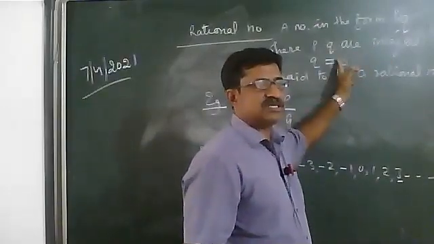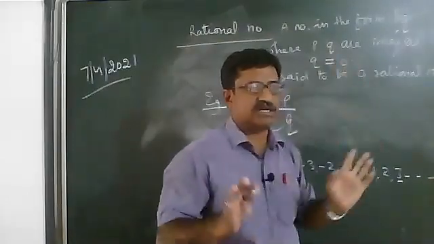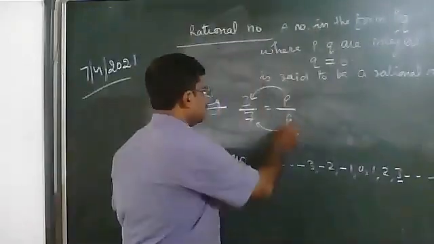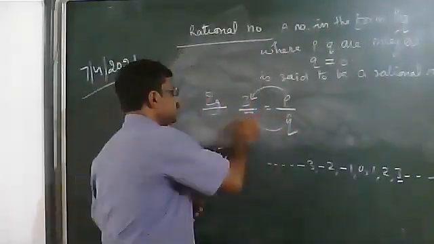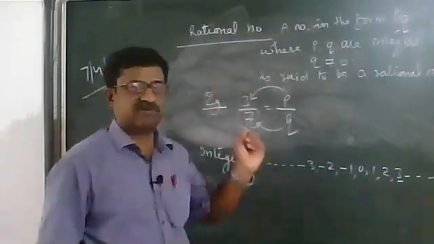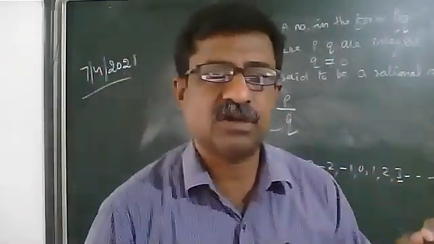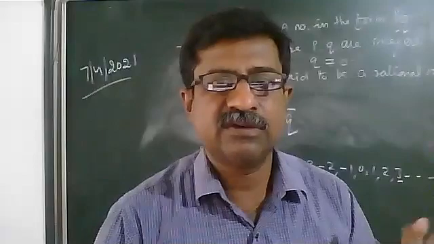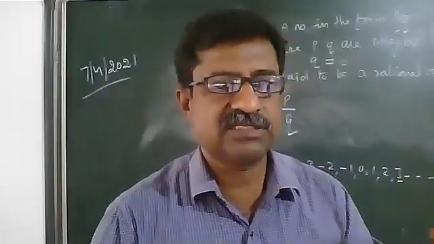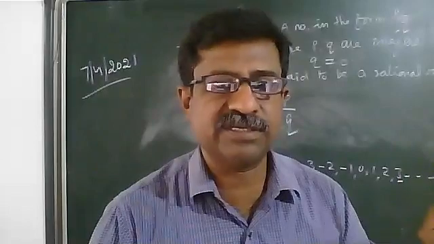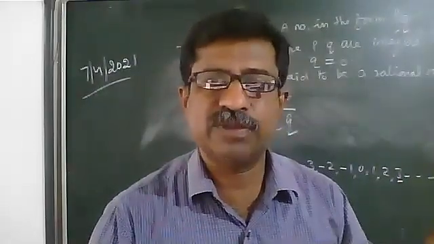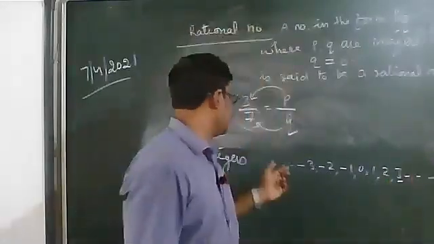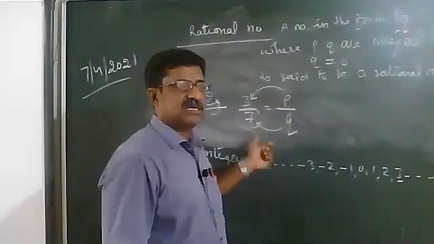Now the third condition is q should not be equal to 0. q means denominator. Denominator should not be equal to 0. See the denominator? Here the denominator is 7, and this is not equal to 0. Therefore, all the three conditions are satisfied. First, there should be an upon sign. Second, the numerator and denominator both should be integers. And third, the denominator should not be equal to 0. Since all the three conditions are satisfied, we say this 3 upon 7 is a rational number.